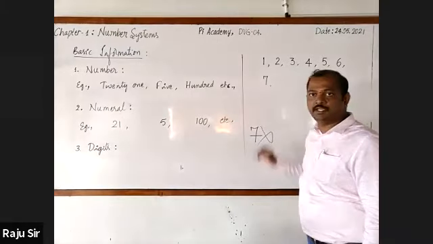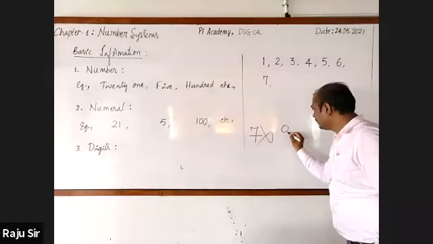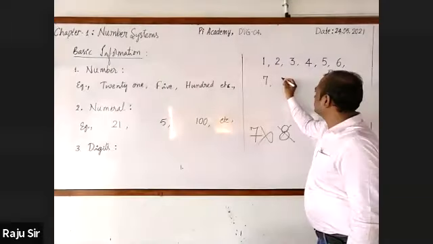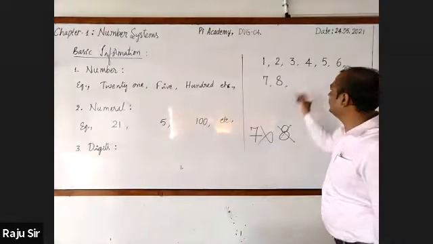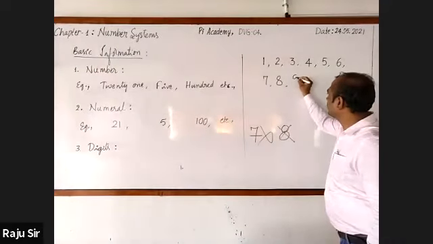And 8. Observe this. This is not the method. It should come in anti-clockwise direction. 8 should be written like this. Next, 9. Even it is also anti-clockwise. Then you draw a vertical line.